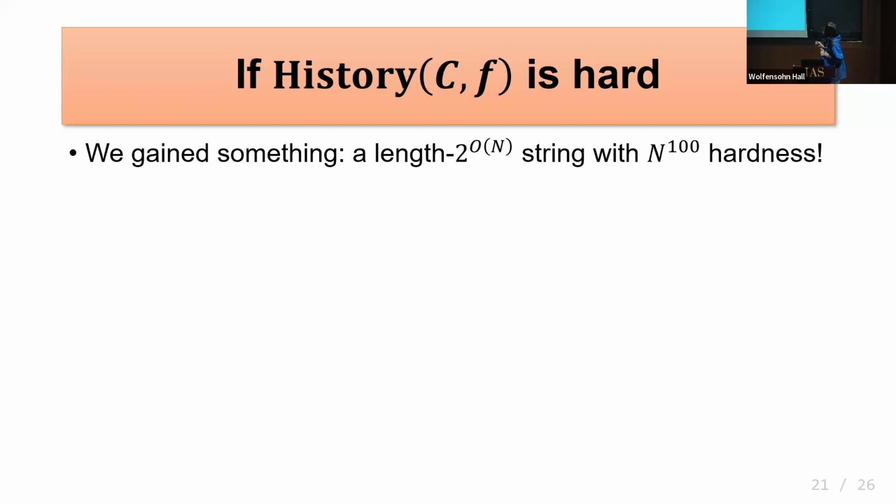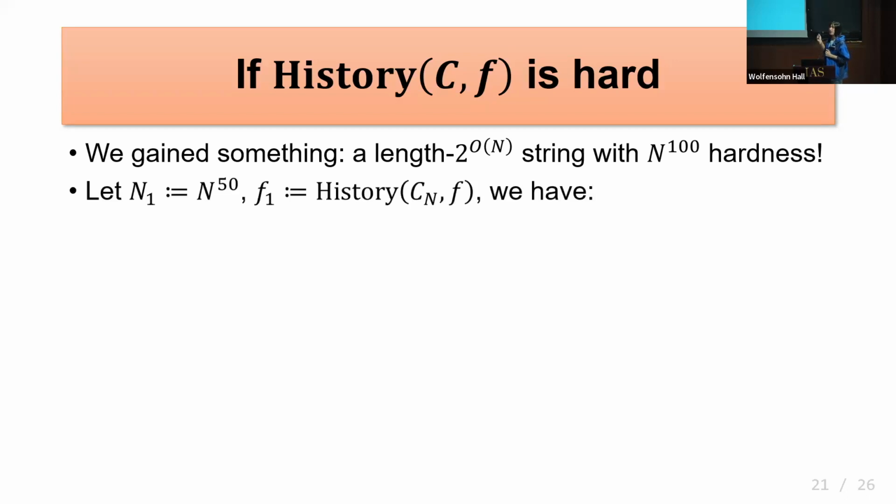So we get something. If history is hard, then we know we can produce the history in 2 to the n time with an NP oracle. But now, let's say history has circuit complexity at least n to the 100. This is not something we know how to construct unconditionally. So we get something here.